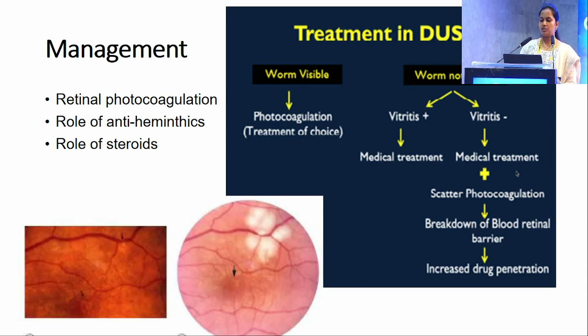This is the flow chart showing treatment of DUSN. If the worm is visible, we can directly do the photocoagulation. If the worm is not visible, and there is presence of vitritis, we can go for medical treatment like antihelminthics and steroids after ruling out all infectious agents. In absence of vitritis, we can give medical treatment and scatter photocoagulation to improve the drug penetration.